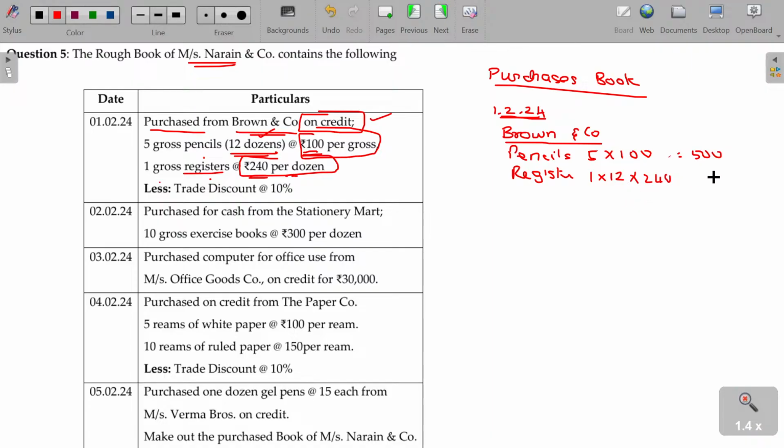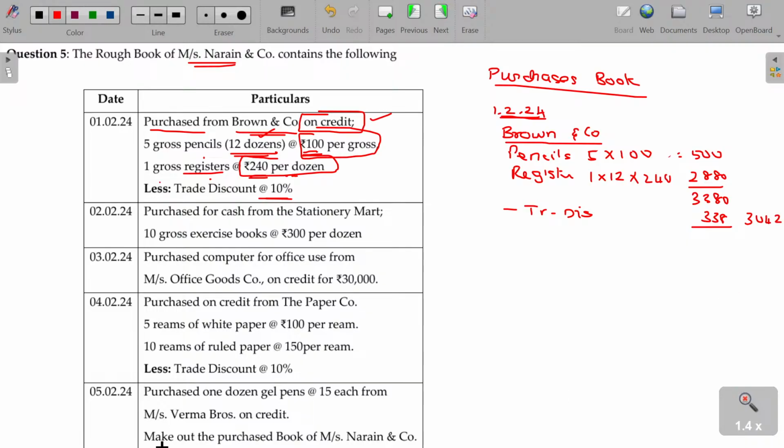12 into 240, 2880 for register. Overall value being 3380. There is a trade discount, which should not appear. So I subtract the trade discount here. This value being 338. The final value being 3042 should be payable.